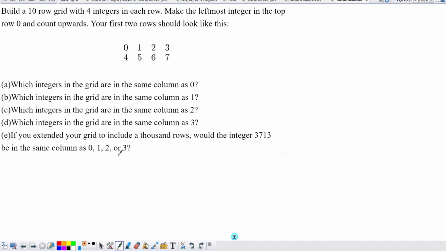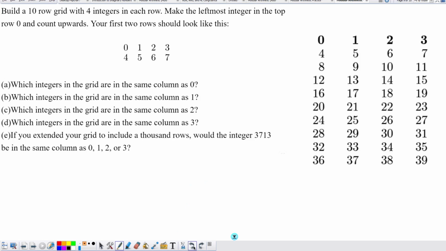So, I'd encourage everyone, before they watch the video, to try the problem out on their own. All the problems in these videos are pretty much meant to be solved independently, and then we'll go over the meaning of it afterward. So, I'm going to assume in this case you've given it a shot, and we get the following grid you could think of. 0, 1, 2, 3, 4, 5, 6, 7, 8, 9, 10, 11, all the way for 10 rows. So it's a 10 by 4 grid.